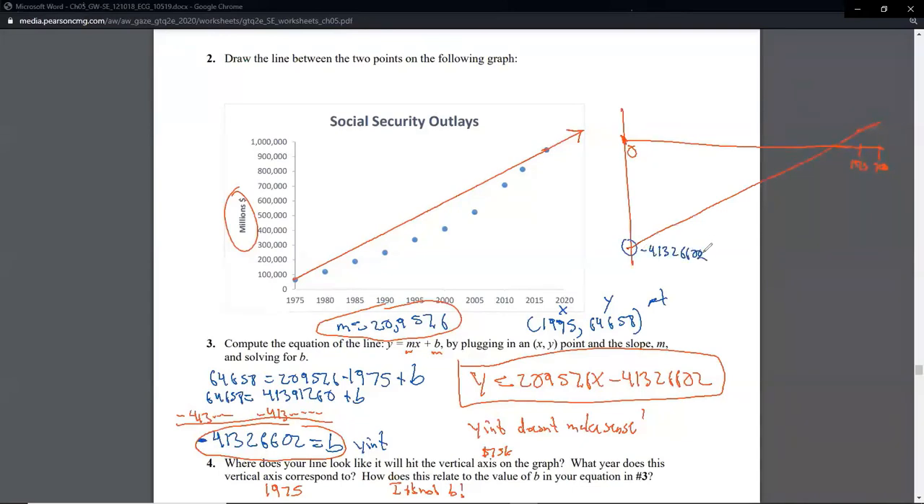413.26602, which again doesn't make sense. This is where you should actually stop. You shouldn't look anywhere past that in terms of going into the past, because it doesn't make sense to talk about years before 1940-ish. It doesn't make sense to have answers that are negative in terms of Social Security expenses.